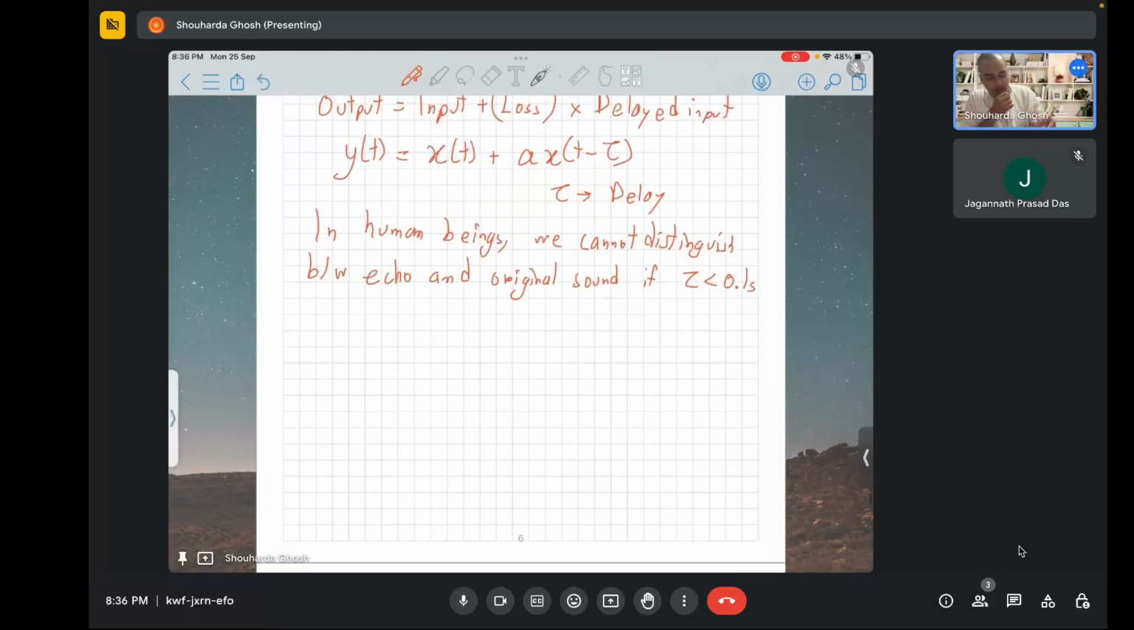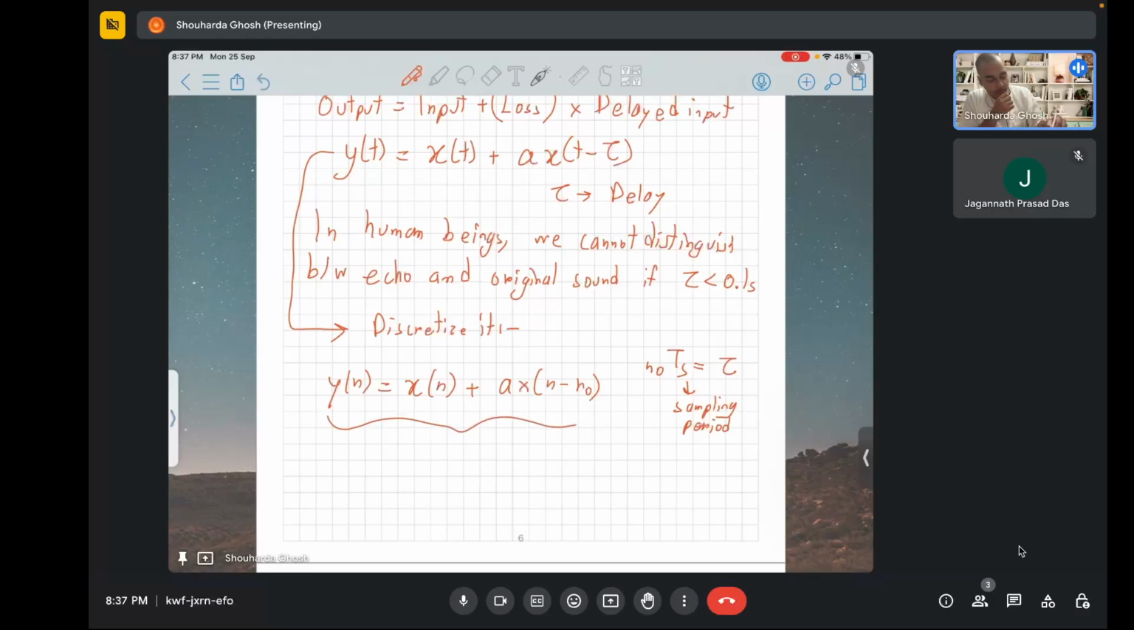So in fact, if we try to discretize it, what do we get? y[n] is equal to x[n] plus a x[n minus n naught]. So what is this n naught over here? N naught times the sampling period Ts is tau. Okay, so Ts is the sampling period.